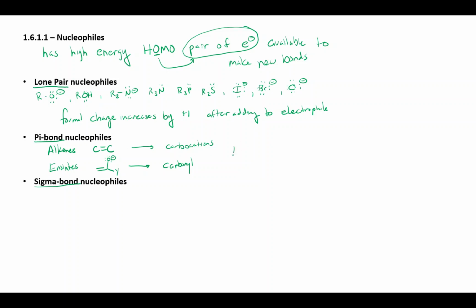We can also have things like enamines, which we probably haven't talked about nearly as much as we should have, where we have a nitrogen with a lone pair, right? This reacts the same way. The pi bond will go and react with whatever electrophile is there. That creates a carbocation here that can be stabilized by the lone pair of the nitrogen.